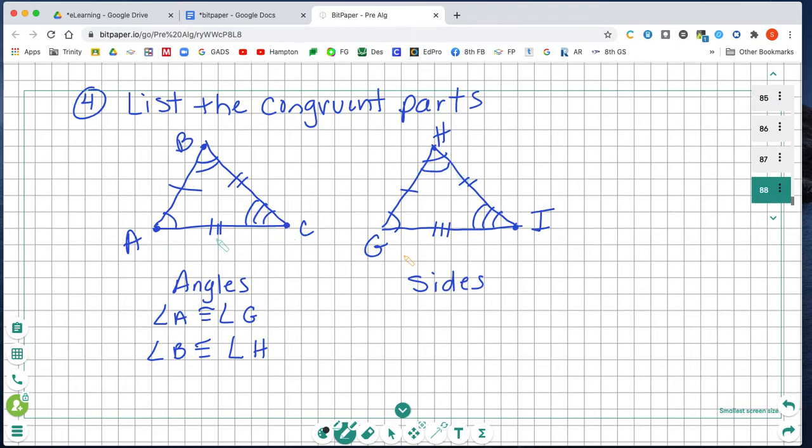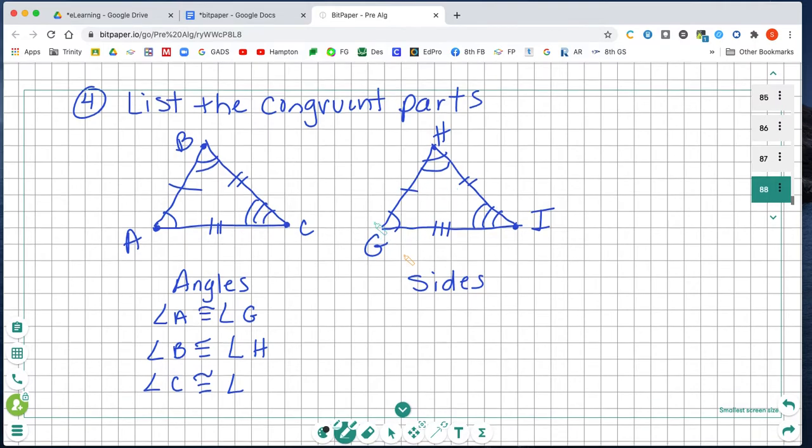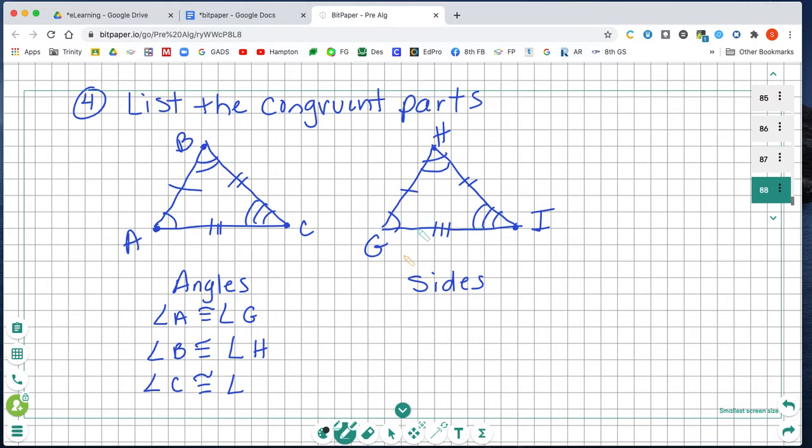Now notice that I started with this first triangle. That means all three of these angles are going to get to go first. Angle C is congruent to, and then I end with this triangle. So these three angles are going to be the ones that I end with. So this would be angle I. Okay, we're going to look at side AB. Side AB has one congruent mark.